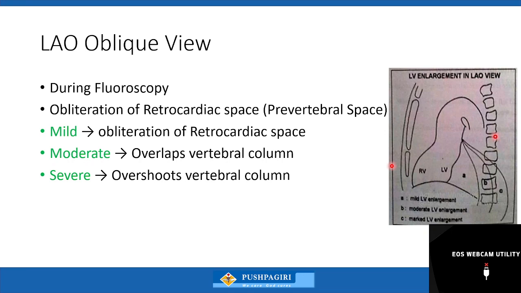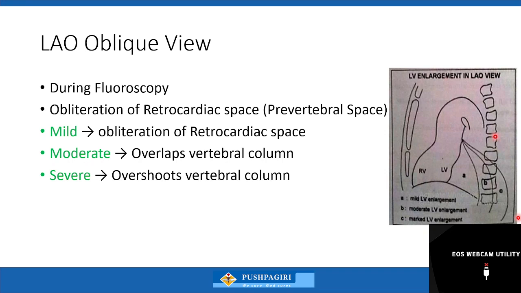Then in the LA oblique view also, we can say about LV enlargement. This becomes important when we do fluoroscopy in angiogram. We can approximately tell the LV enlargement, because we have told that the LV enlarges posteriorly and inferiorly. So there can be a grading. There will be a retrocardiac space here. If there is mild obliteration of the retrocardiac space, it can be a mild LV enlargement. If it overlaps the vertebral column, it can be moderate. And if it overshoots the vertebral column, it is severe LV enlargement. That we can say approximately on an LA oblique view during fluoroscopy. So that is LV enlargement.